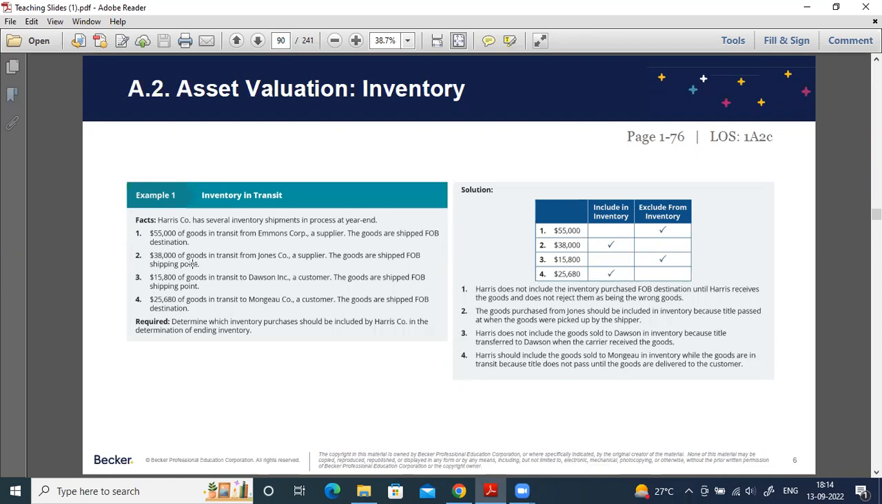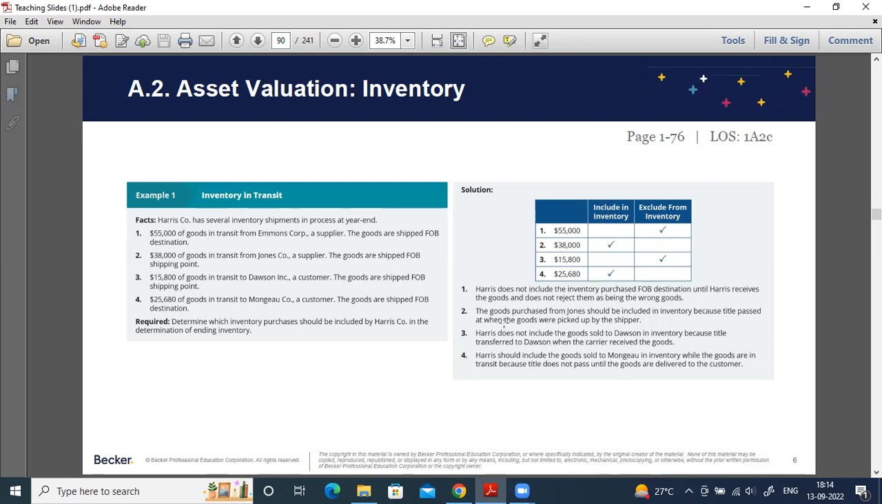Okay, no issue. Let me explain the concept here. First let me explain about the first case, Emission Corporation. They sold goods and the goods are in transit, but the goods are shipped FOB destination, free on board destination. It means Harrisco does not include the inventory purchase until Harrisco receives the goods and does not reject them as being wrong goods.